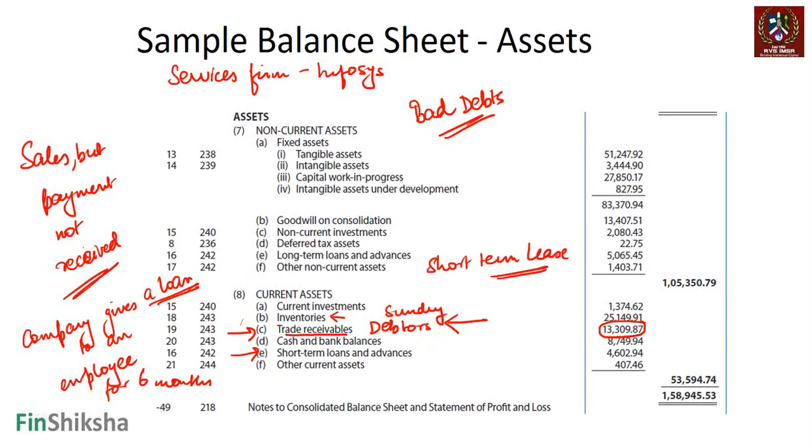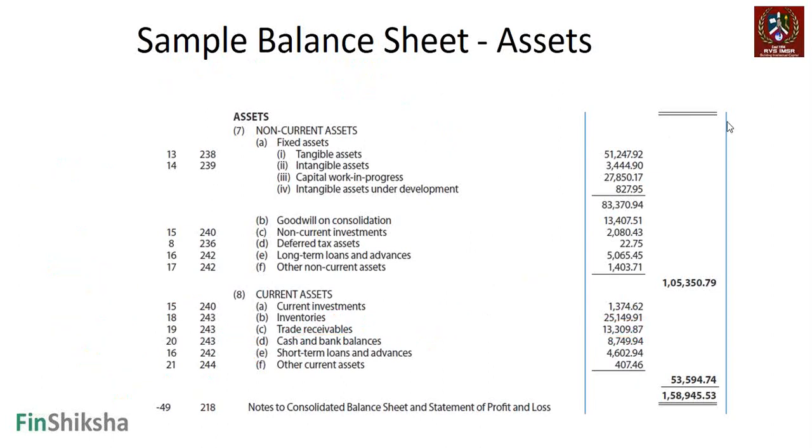And then finally you move to other current assets, what could these other current assets be? Always note from the company's perspective, anything that you have paid in advance, right? Paid in advance will come here as other current assets, right? So what could you have paid in advance? You could have paid some expenses in advance, so prepaid expenses.